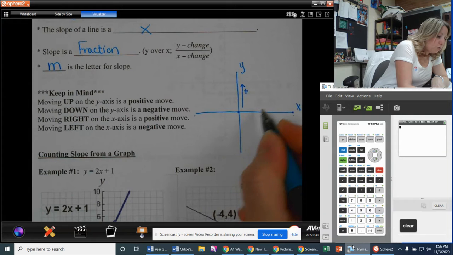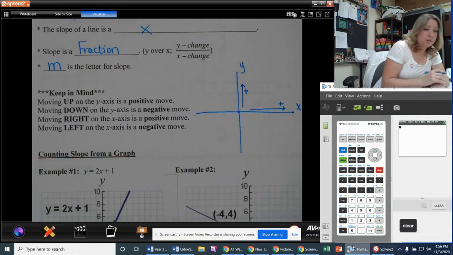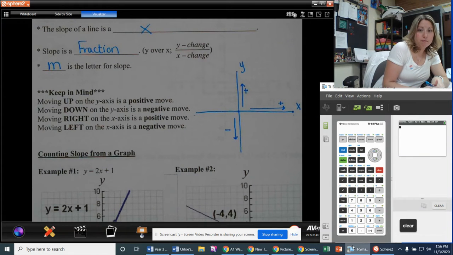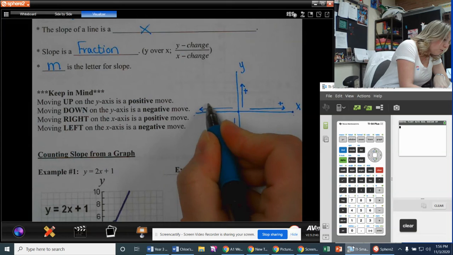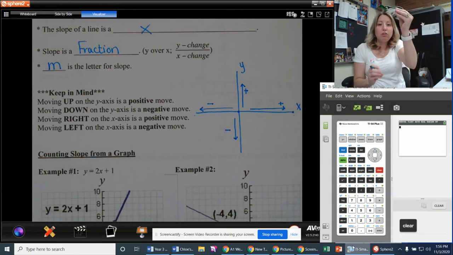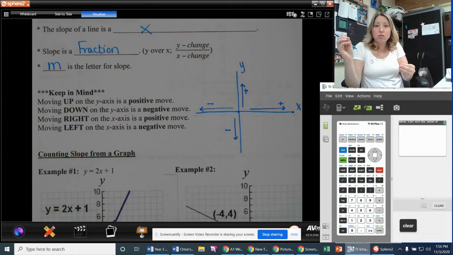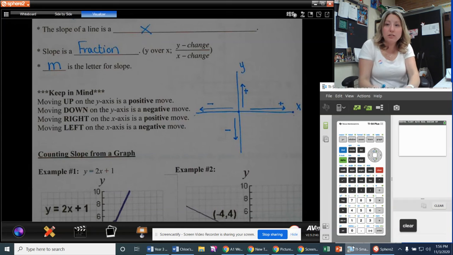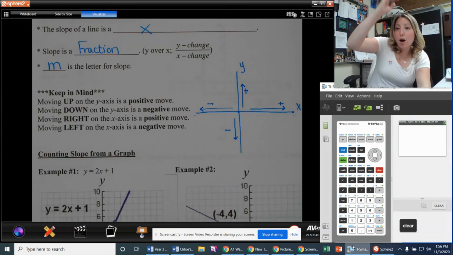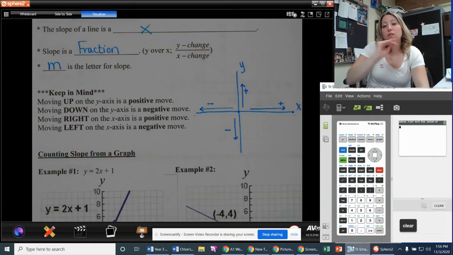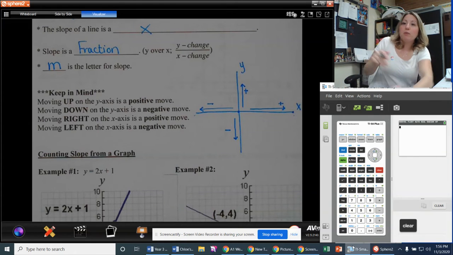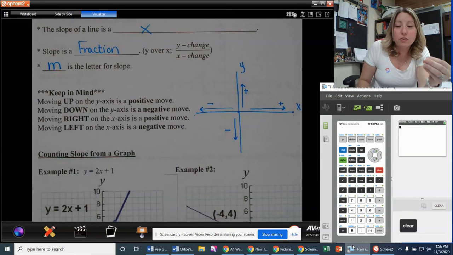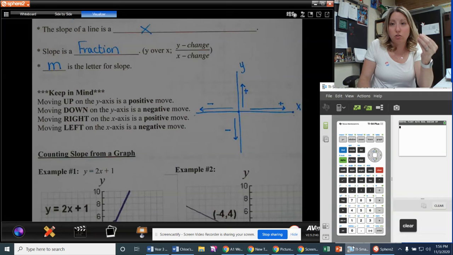For x, when you move right, you move positively. When you move down, you're moving negatively. When you move left, you're moving negatively. So each of the different directions has a different sign associated. And that's the reason I'm so specific about up or down or left or right, because each direction comes with a different sign, and the signs in the slope help me determine that correct direction.